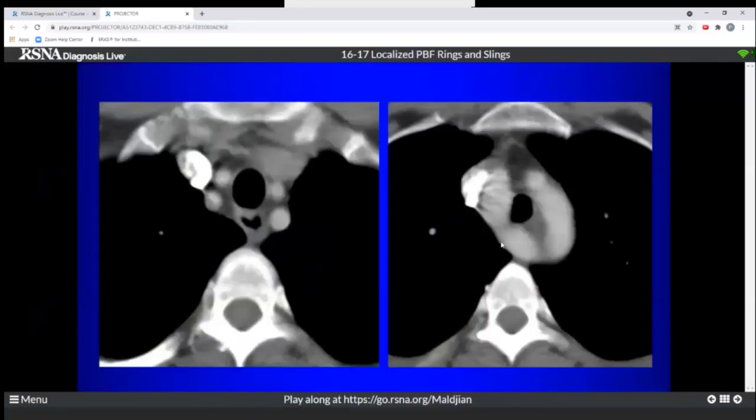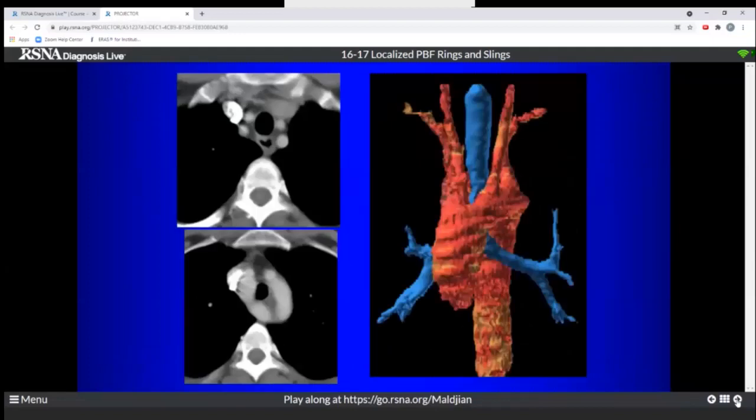So here then, embryologically, we maintain the double arch. So you'll have a right arch on the right, left arch on the left. The great vessels arise symmetrically from each of the arches. And this is the most common symptomatic vascular ring. In other words, if you have this anomaly, you're most likely to have symptoms with the double aortic arch.